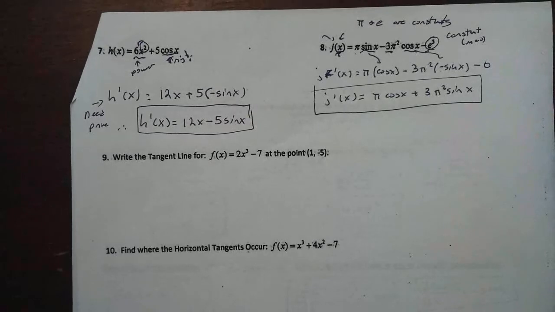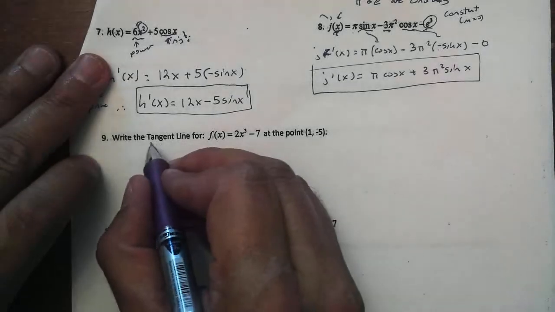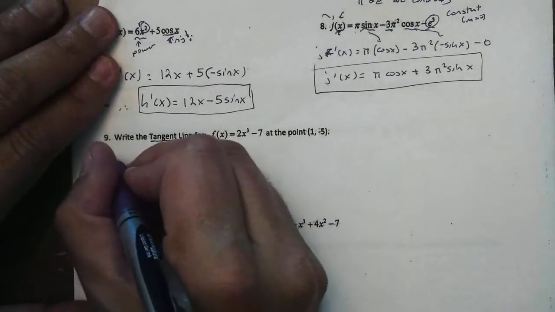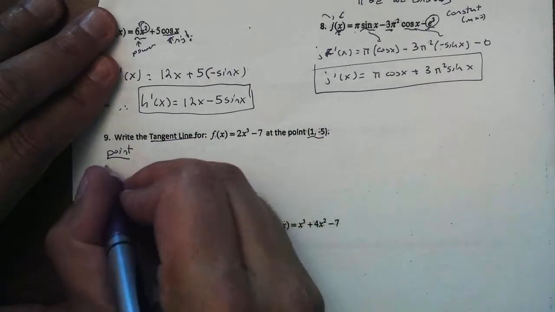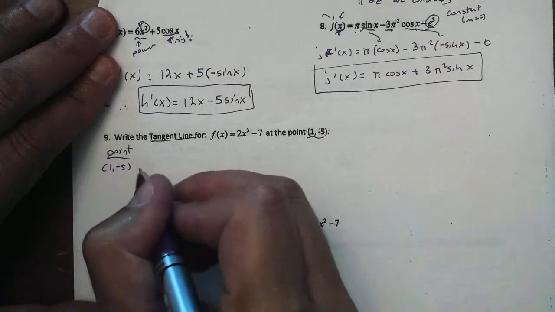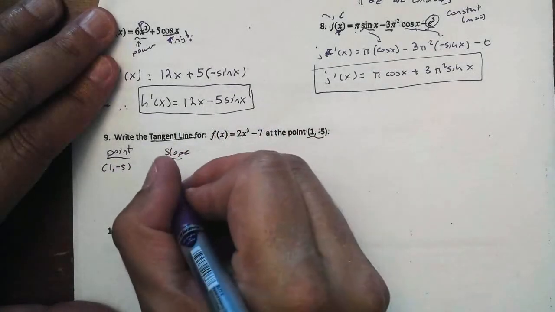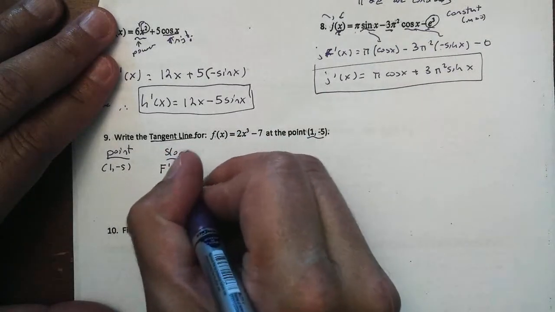All right, number 9, one of our favorite ones forever. Okay, how to write the equation of a tangent line. So let's remember the two things we need. One, we need a point. And they're going to give it to us. Well, look, that's nice. 1, negative 5. Two, we need the slope. Remember, the slope comes from the derivative. So we need the derivative of our graph.